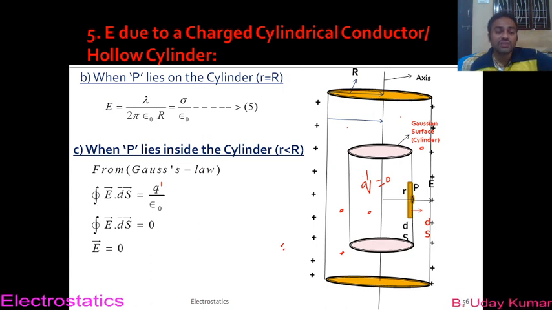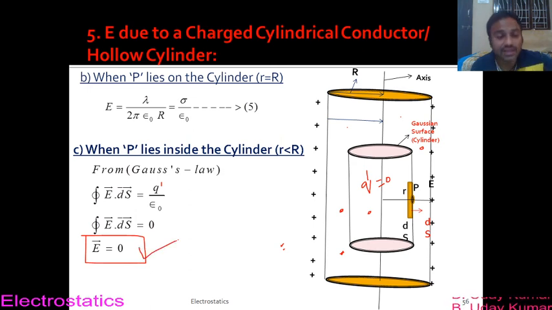So since there is no charge present inside the cylinder, q dash will be 0, and if I solve integral E dot ds, what am I going to get? I am going to get E times 2 pi rl, right? And if you send 2 pi rl to the right hand side, you are going to get E equal to 0 only. So this is the electric field intensity at a point P inside the charged cylinder.